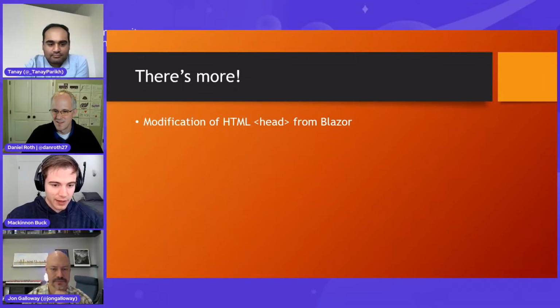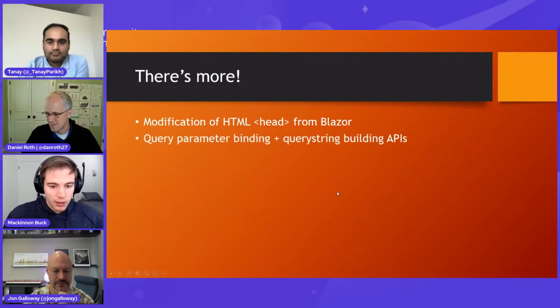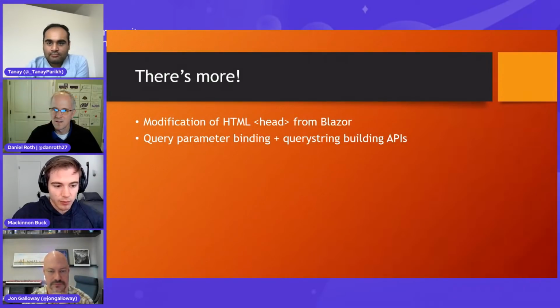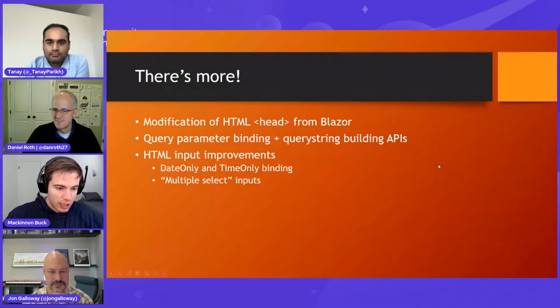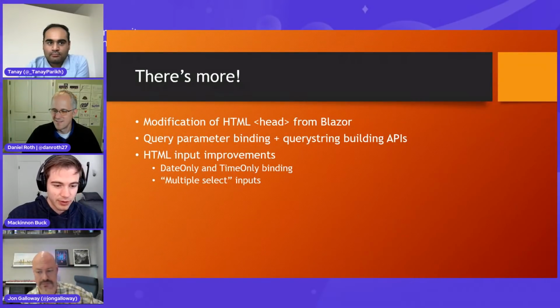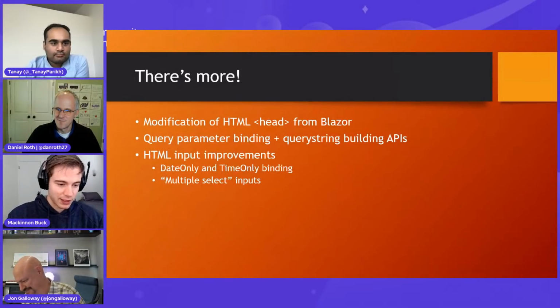This lets you do things like modify the title of your page, maybe add some metadata for link previews, optimize for SEO, things like that. The next thing that I'll be showing is working with the query parameters of a URI. This will involve reading query parameters as component parameters, and also writing back a new query string to the URI. And while we're at it, I'm going to show some smaller HTML input improvements. So we have binding support now for date only and time only. And we also have support for multiple select inputs. So not just selecting one element from a select, but being able to select multiple or all of them.